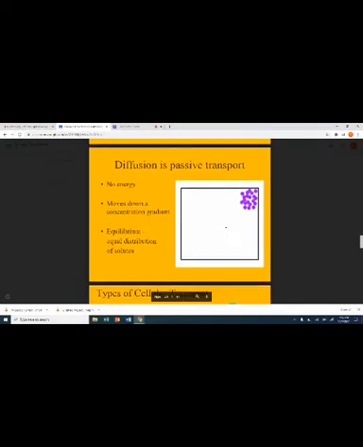Now we're going to talk about passive and active transport. Diffusion is a type of passive transport. It doesn't require energy. It moves down a concentration gradient until it eventually reaches equilibrium. Equilibrium is where there's an equal distribution of solutes, so an equal distribution of materials.